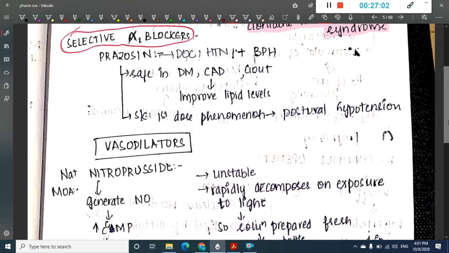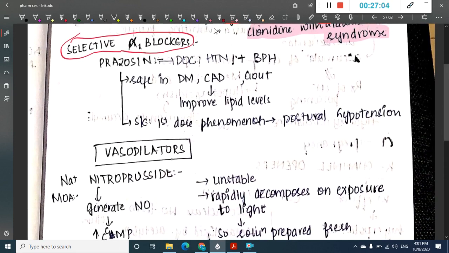Then we have the next group of drugs, which are selective alpha 1 blockers. The drug is prazosin. Because it is a selective alpha 1 blocker, it has action on hypertension and benign prostatic hyperplasia. Hypertension plus benign prostatic hyperplasia, in this combination, prazosin is the drug of choice. It has a safe action in diabetes mellitus, coronary artery disease and gout, because it will improve the lipid levels.